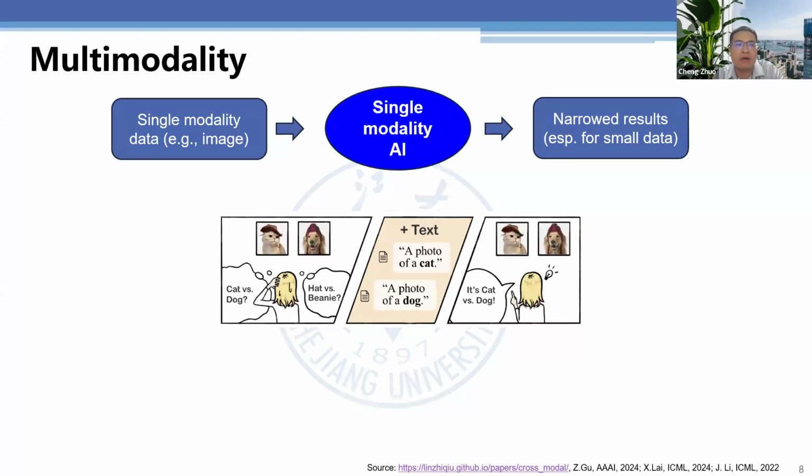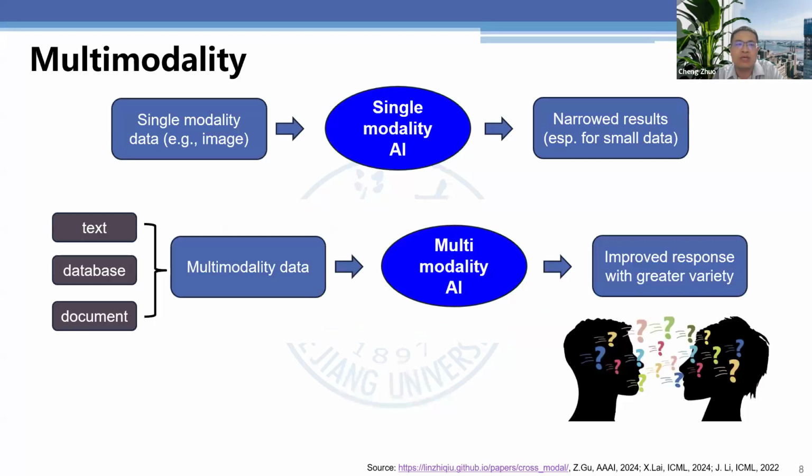Another thing I want to talk about is modality. Here is a very good example. In the middle, there is a picture of a cat with a hat and a dog with a beanie. If we just look at the picture, we will wonder whether we want to identify the cat versus dog or the hat versus the beanie. However, if we look at this picture with some text prompts, like a photo of a cat and a photo of a dog, then we can easily know the comparison between the cat and dog. That's how text prompts help with the image. Such multimodal information is definitely very helpful.